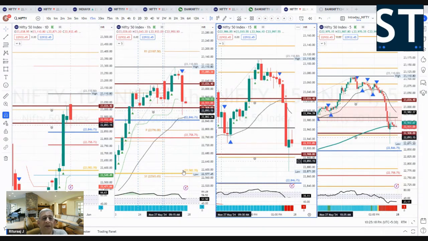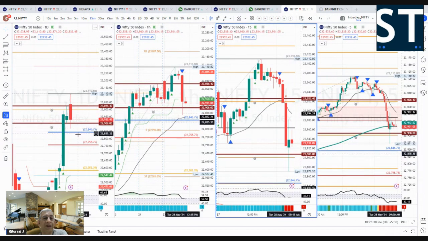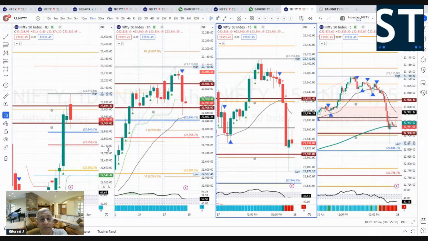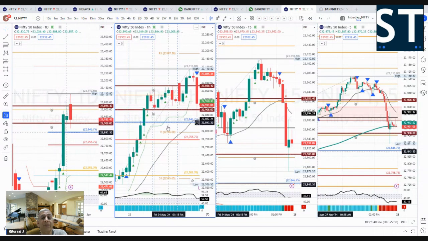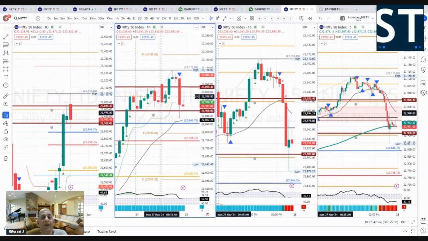But then these two levels would be on my radar, 22,846 and 22,758. Essentially, it is 22,850 and it is 22,750 broadly. Remember, what did I say yesterday? That I would like to buy if I get an opportunity closer to 22,900. That is what happened today morning.